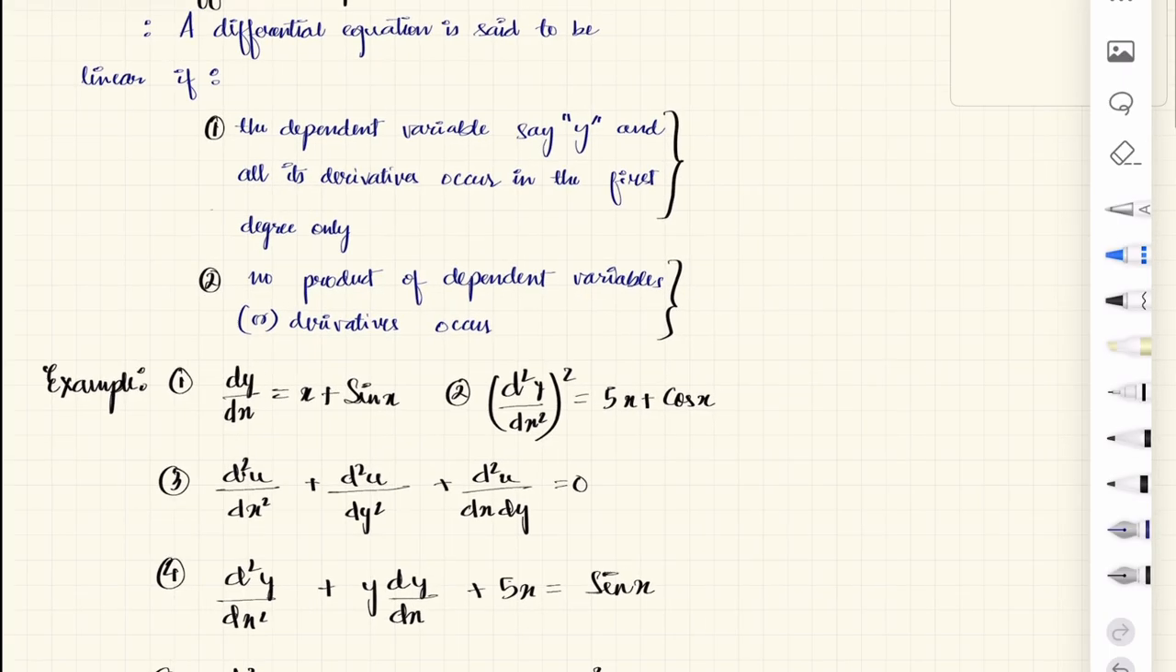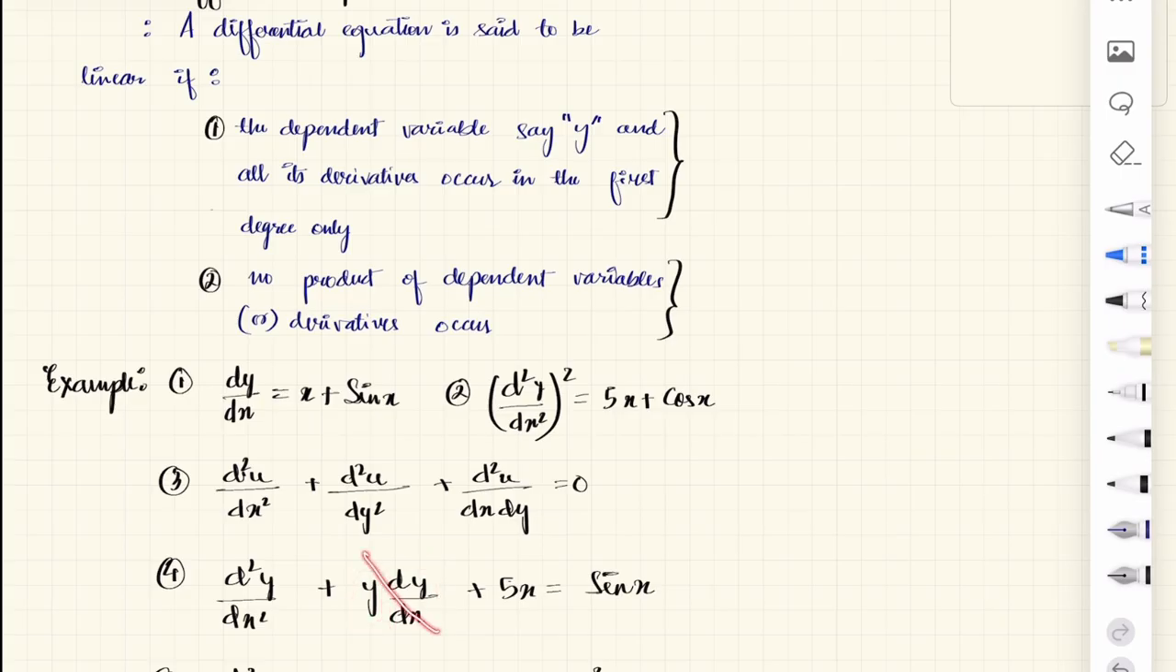What about this example? d square y by dx square plus y dy/dx plus 5x plus sin x. So let's see. This one is the highest derivative. Yes. But what is the degree? The degree is 1, so the first criterion is correct. Let's see the second criterion. It says that no product of the dependent variable or derivative occurs. But here there is a product of the derivative and the dependent variable.